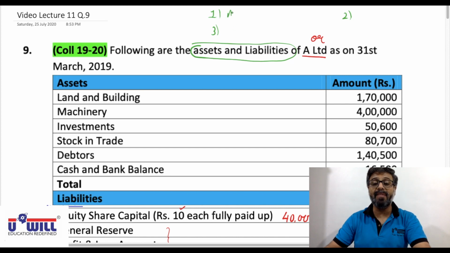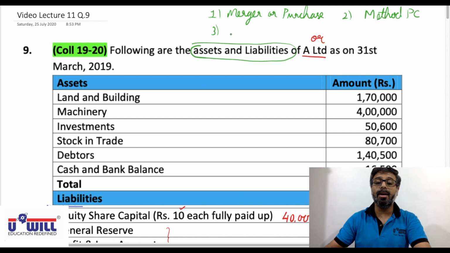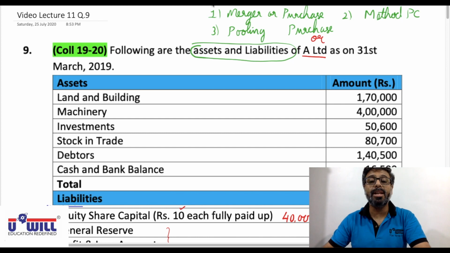First thing we have to identify, is it merger or purchase? Second thing, we have to identify the method of purchase consideration. Third thing, we have to identify if it is merger, pooling of interest method. If it is purchase, purchase method of accounting. So let's go one by one.